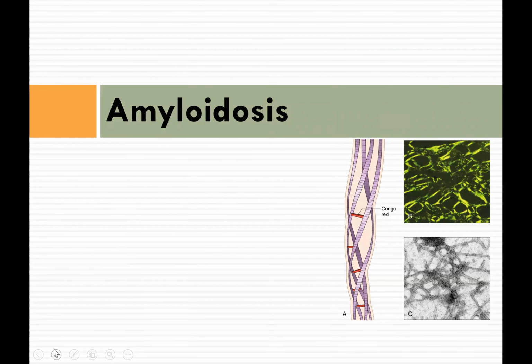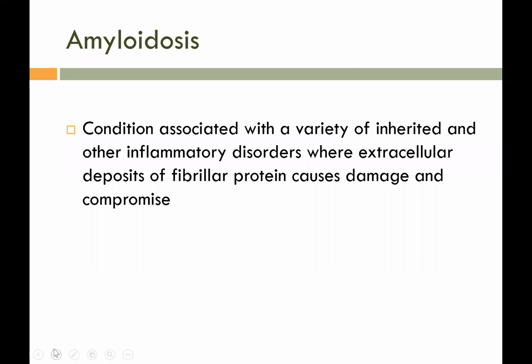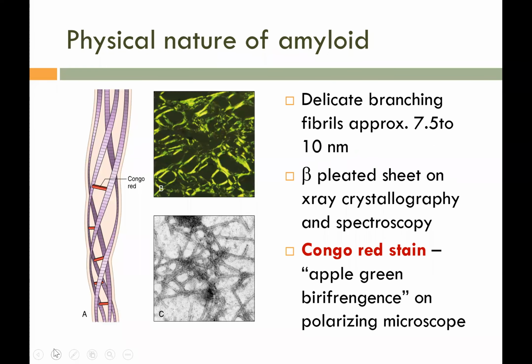Okay. So the last topic is called amyloidosis. It is a condition associated with a number of inherited and inflammatory disorders in which extracellular deposits of fibrillar proteins are responsible for tissue damage and eventually functional compromise. So, as I have said, the fibrillar deposits are glycosaminoglycans, including heparan sulfate, dermatan sulfate, and plasma proteins, particularly amyloid P. So, what are amyloid proteins?